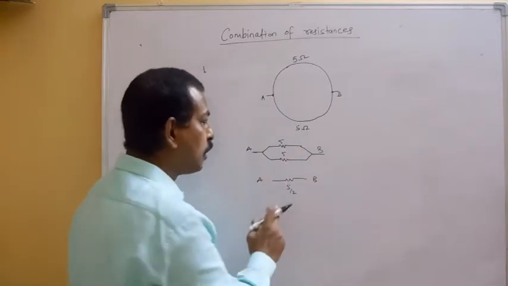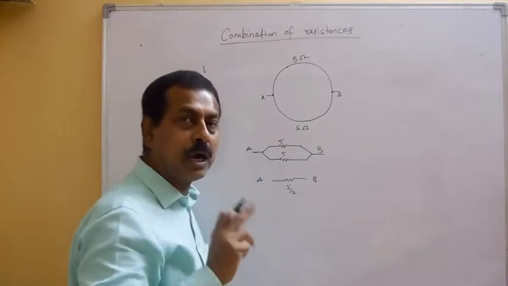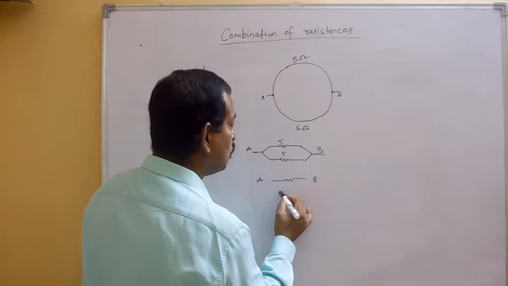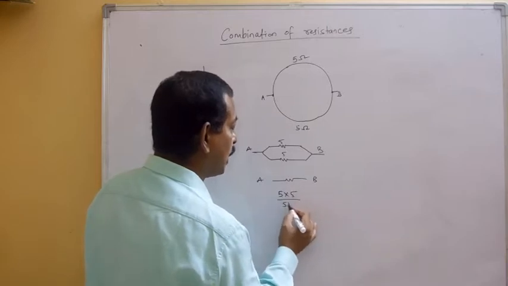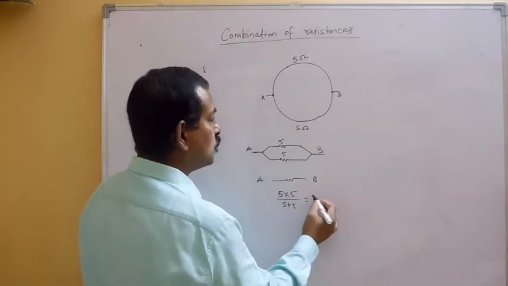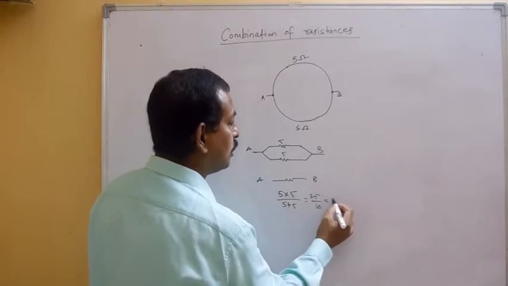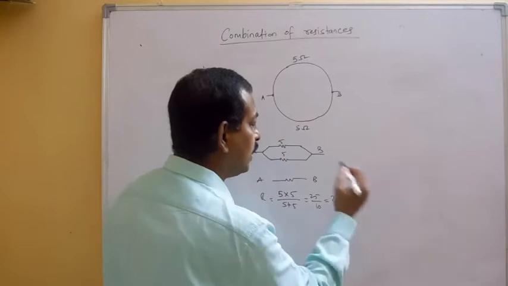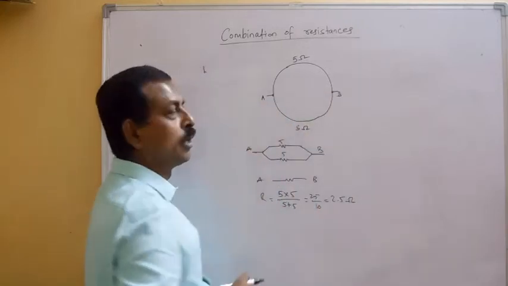You can use the formula R equals R1 R2 divided by R1 plus R2. So that way if you take, it will be your 5 into 5 by 5 plus 5. So it is your 25 by 10 or 2.5. So this is the value of resistance across the points A and B.